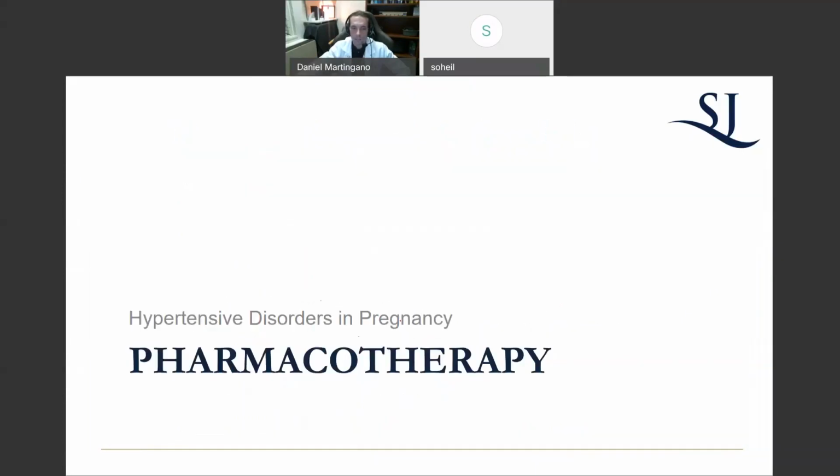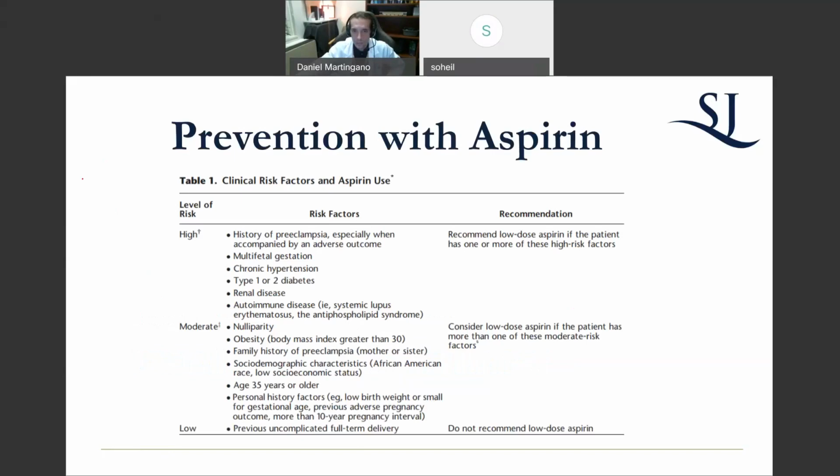Pharmacotherapy is really the mainstay for this. There's no surgical or manual maneuver that you could do to help with this, apart from delivery of the fetus to resolve the insult that's causing all of this, which is not the fetus per se, but it's the placenta, right? So aspirin is used in the context of prevention of development of hypertensive disorders in pregnancy. So in patients that are moderate to high risk of developing preeclampsia, a low dose aspirin is recommended.